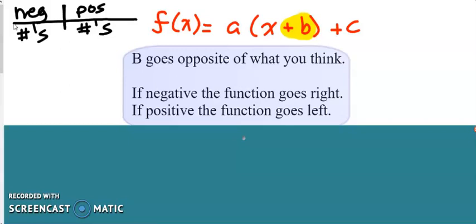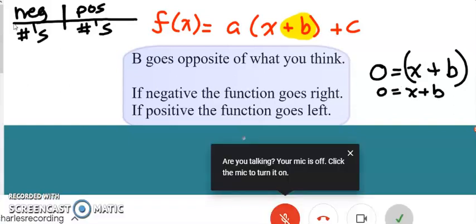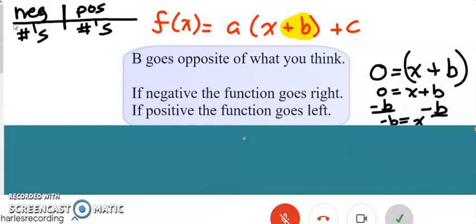And just so you can understand why that happens, let's say we're solving for x, using the part that's inside the parentheses, x plus b. If we're solving it for x, we would drop the parentheses, but then we would subtract b from both sides. And we get x equals negative b. So it changed the sign. Instead of going with the positive b, we actually have x equals negative b.